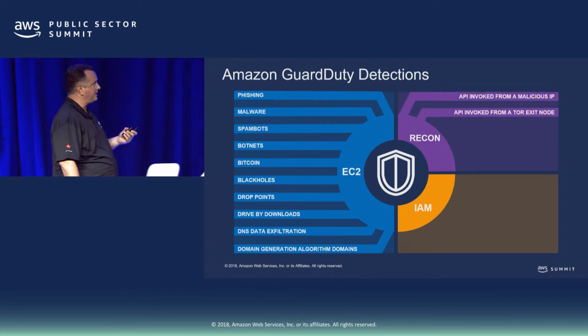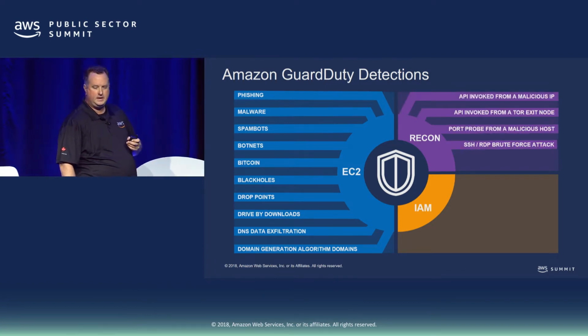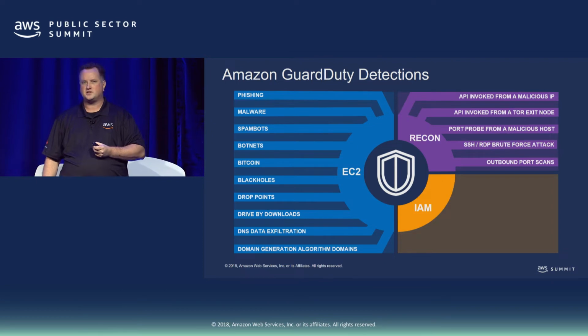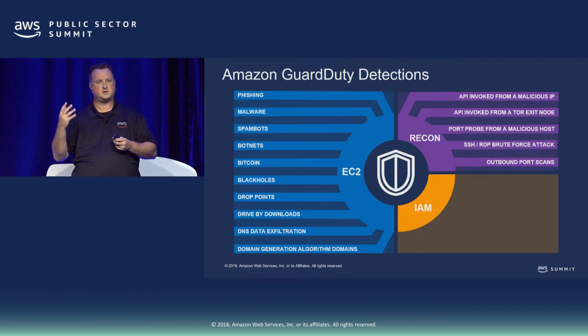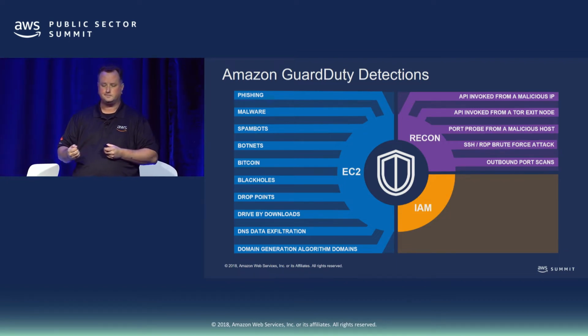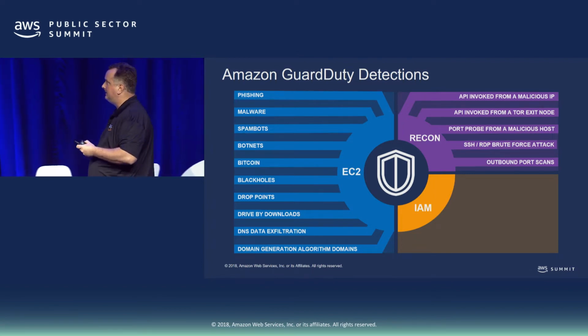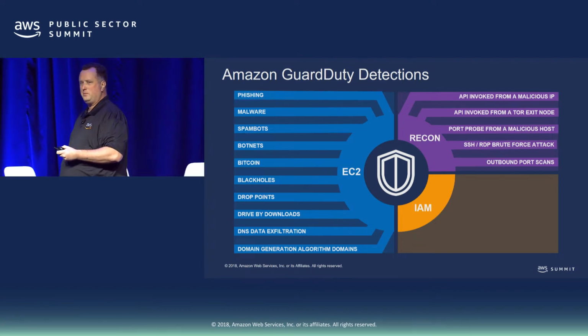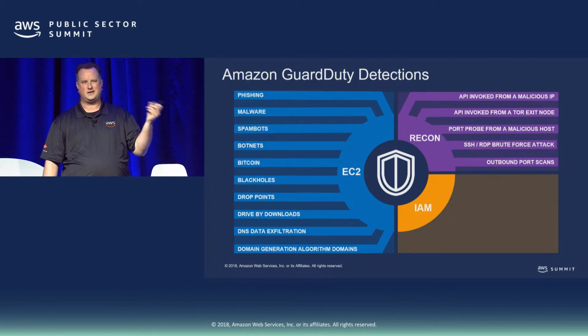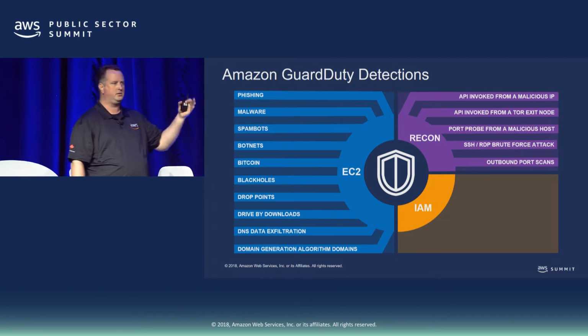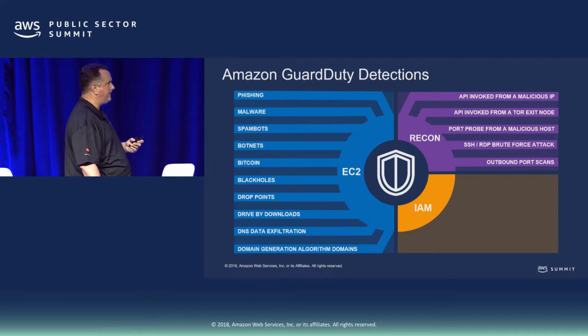From a recon perspective, lots of interesting information here. So APIs invoked from malicious IPs. Is anybody doing anything from a CloudTrail perspective? We'll be able to see if it's coming from a Tor exit node. Probably not a good thing. Port probes, SSH, RDP, brute force attacks. That's going to be constant from the outside, so not as concerned about that. Any host you put out there is going to get hit fairly heavily immediately.